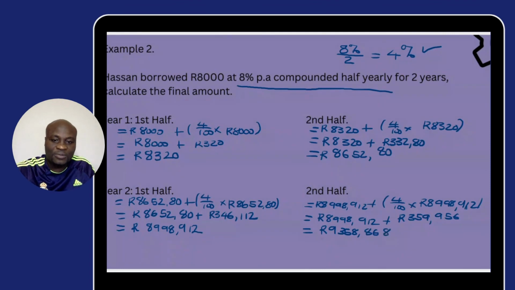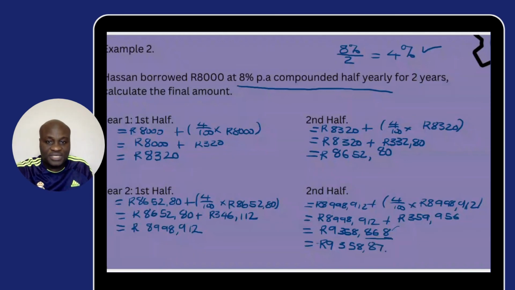0.868. Now, remember, when we are dealing with finance, with money, we are supposed to make sure that we round off and we have 2 decimal places after the comma. So we look at the third value, which is an 8, which is above 5. So which means we add 1 to the previous digit. So our final answer, rounded off to 2 decimal places, is 9,358.87. So this is our final amount of the year.